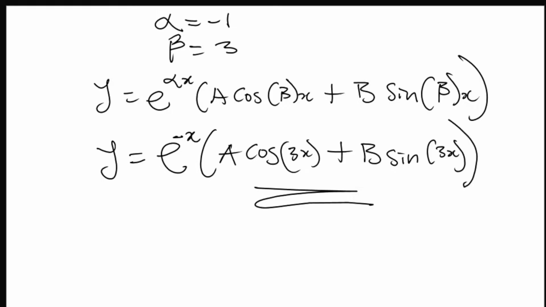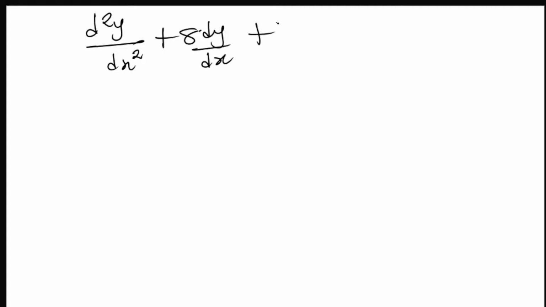What you help me do, after the class, is solve d squared y over dx squared plus 8 dy over dx plus 16y equals 0. So what you do is, you get the solution to this equation and drop the roots of your equation in the comment section.